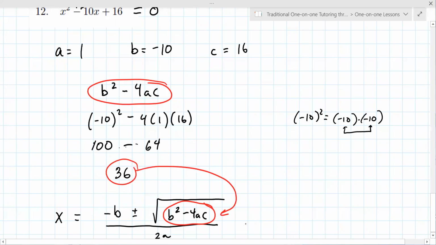Okay, so we're going to substitute the numbers in. Negative b, negative of -10, plus or minus the square root of 36, all over 2 times 1.